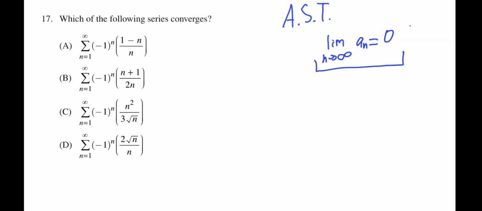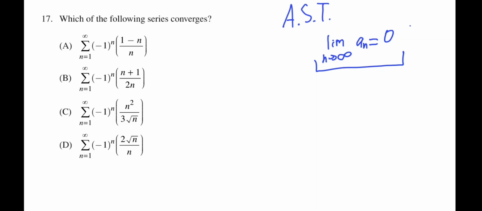Which of the following series converges? Now, all of these are alternating series because we have a term of negative 1 to the power of n. So by the alternating series test, we must check if the limit as n approaches infinity of a sub n is equal to 0. If this condition is satisfied, along with the condition that the series is decreasing for every value of n in the bounds given, then it's going to be a convergent series.